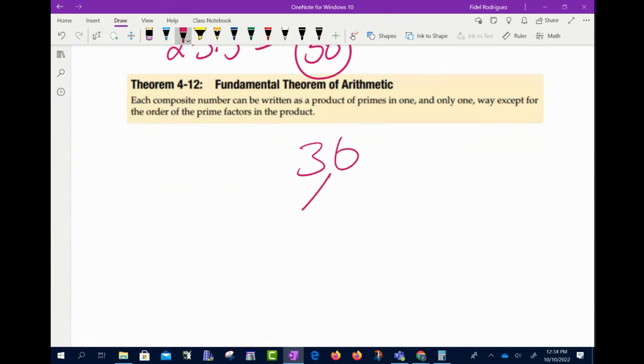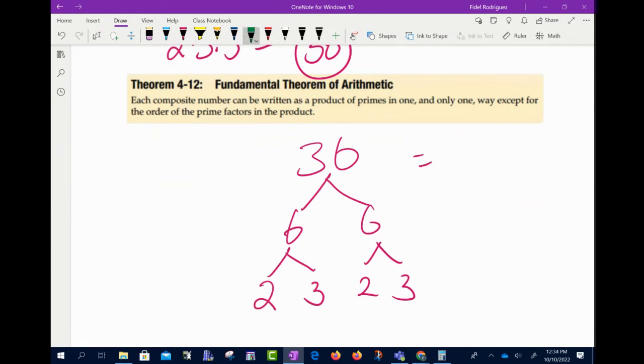If I think of a number like, say, 36, does anybody know any 2 numbers that multiply to 36? Any 2? 6 times 6. Okay. Can we break down 6 into what? 2 and 3, and this is also 2 and 3. Okay, so y'all, if we were to rewrite this with the smallest numbers coming first, how many 2s do we have?